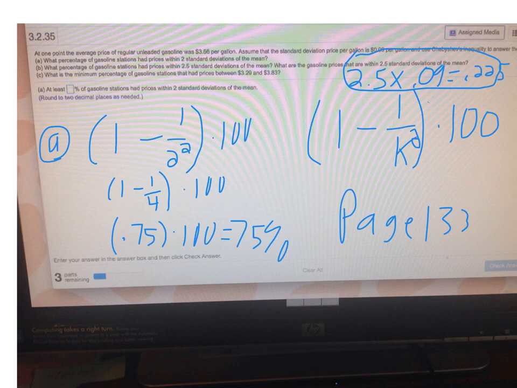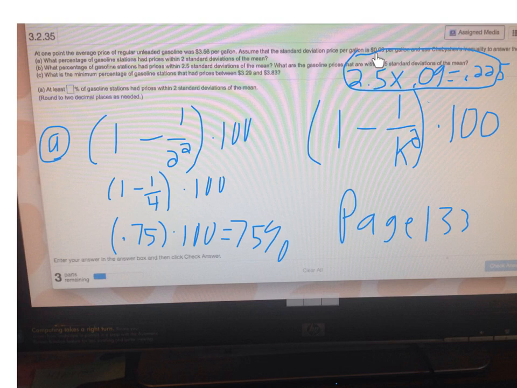Then this next part here, they want you to repeat it, but use 2.5 instead of 2. So you just put 2.5 here, put it in your calculator, and come up with a percentage. Now they do have another part here. What are the gasoline prices that are within 2.5 standard deviations?